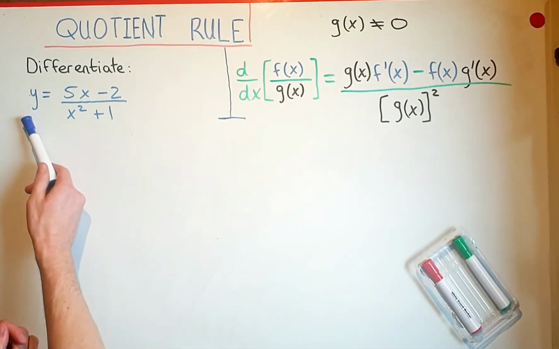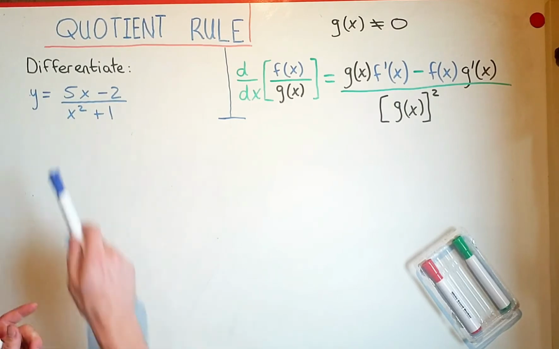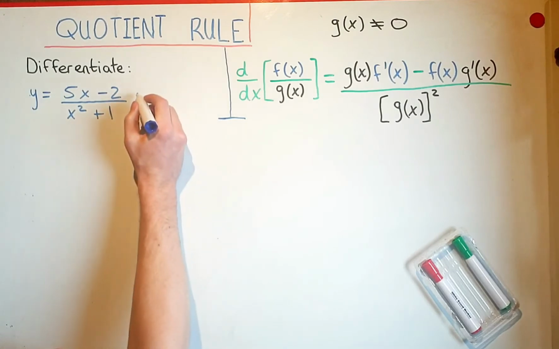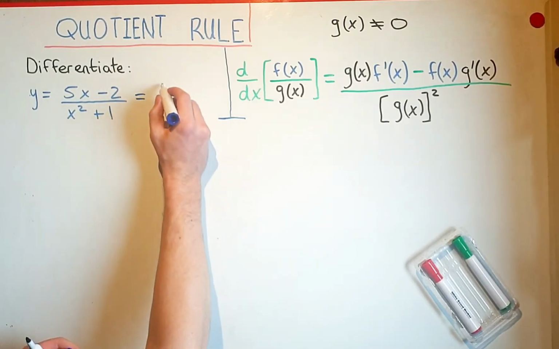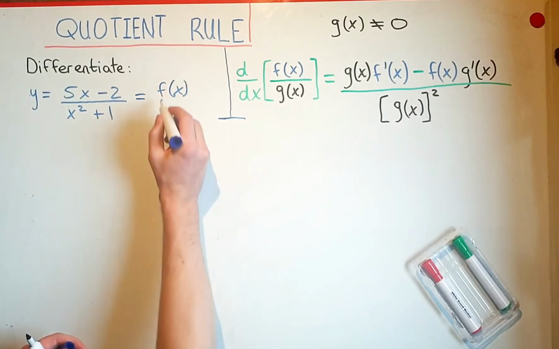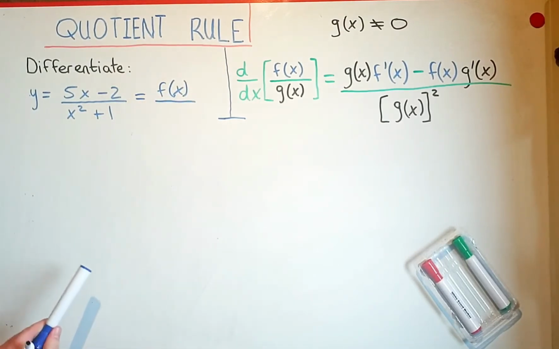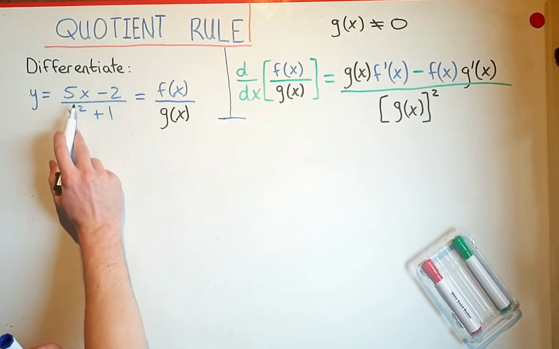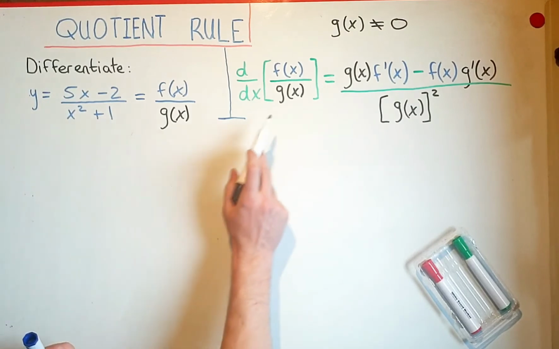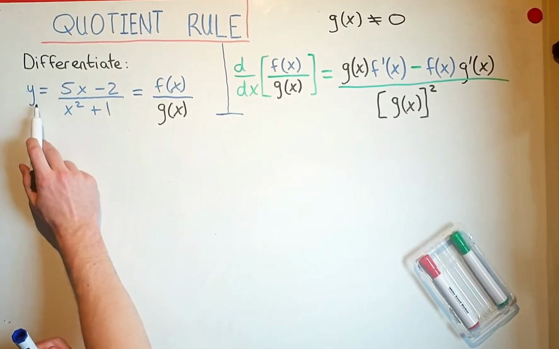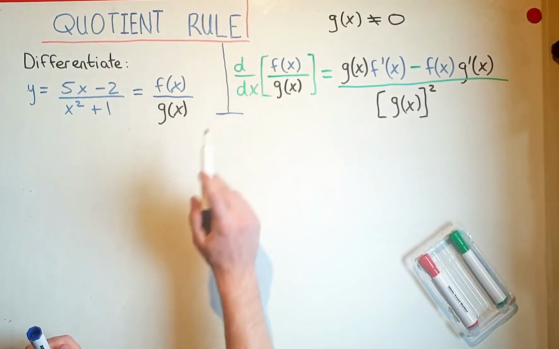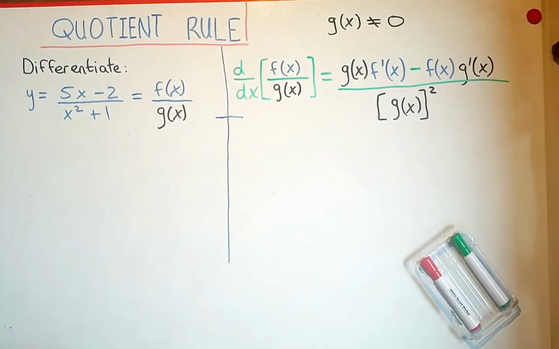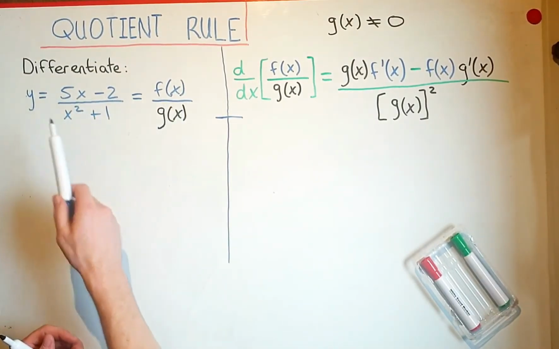So we have a function y that's equal to 5x minus 2 over x squared plus 1. We can then very correctly state that this is equal to f of x, divided by g of x. So we have our top function f of x, our denominator g of x, and now we have our example, our function y, in this form. So already we can draw the connection between our example and the quotient rule.